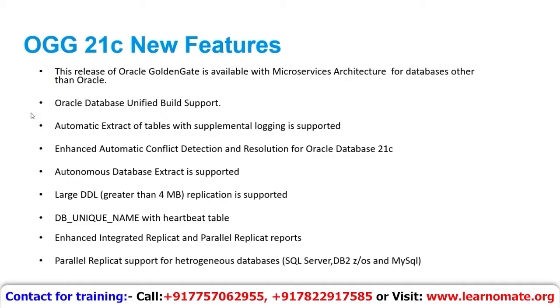Then enhanced automatic conflict detection and resolution for Oracle Database 21c. In a bidirectional environment, automatic bidirectional CDR was introduced. In 12.3 it has some limited capability. In 19c they enhanced it, and in 21c they are saying that they have enhanced it a lot. To be very honest, I haven't tested this feature of automatic CDR in 21c yet. Until 19c, yes, but they are claiming that they have enhanced it. So I haven't tested it yet, but this is a new feature.